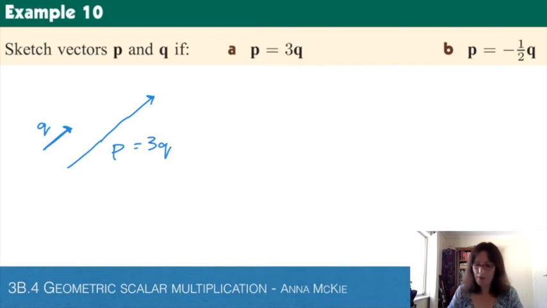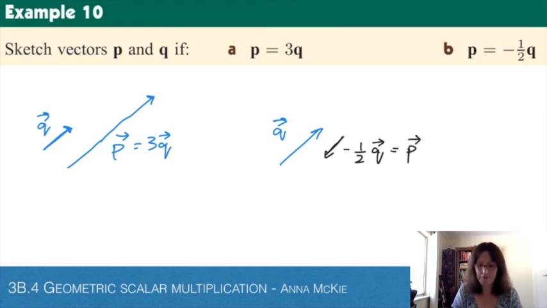The second one there, P is equal to negative a half Q. So imagine what 1Q would look like. Label that, the vector Q. I should be more accurate and put some arrows on these. P is negative 1/2 of that. So we have to have half the length and in the opposite direction. So here we go. There's half the length, that's negative a half Q of vector, and that's our vector of P.